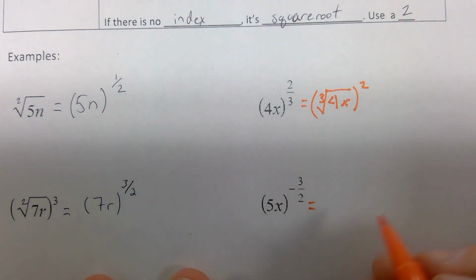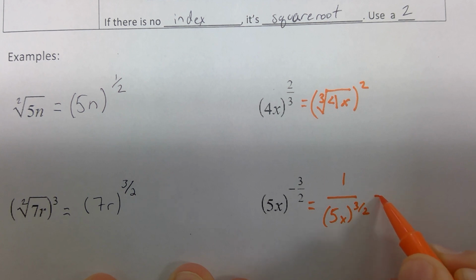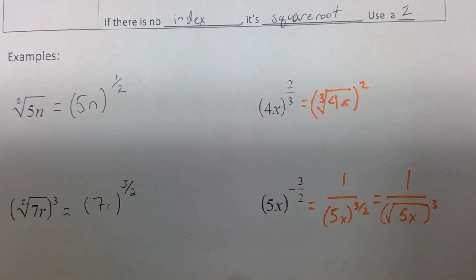All right, our last one here. Now, I have a negative exponent. I don't like negative exponents. I'm going to go 1 over 5x in parentheses to the 3 over 2 power. And now I can do my rational exponent into my radical form. So radical, 5x is inside my radical. My index is 2. I'm not going to write 2. And then I'm going to put parentheses cubed. Okay?